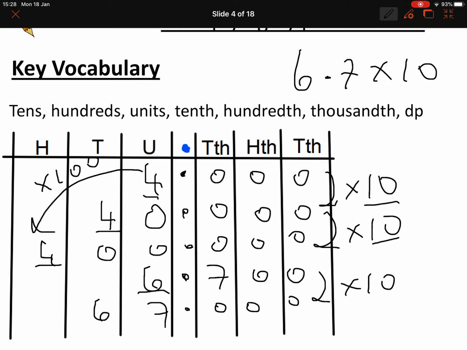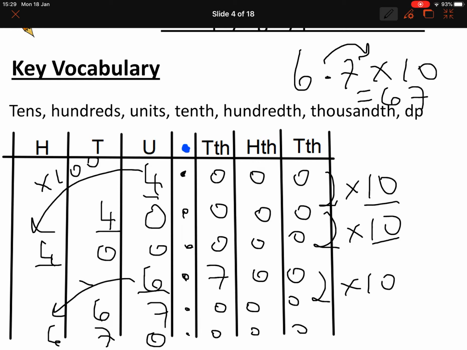Now, however, sometimes this can be difficult to see, so you can do it like this. 6.7 times 10. You can just imagine the decimal point moving forward one place, to give you an answer of 67. Similarly, if I were to multiply by 100, the 6 will move forward 2 places into the hundreds column. The 7 will move forward into the tens. You'll see a 0 there, and so on. I'll put zeros at the end of this.